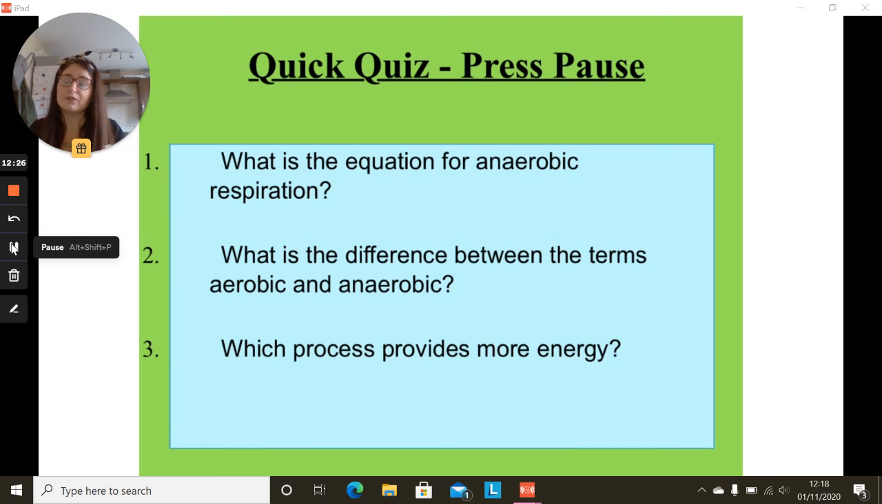There are 3 quick questions I want you to do. What is the equation for anaerobic respiration? What is the difference between the terms aerobic and anaerobic? And which process provides more energy? Then I will get back to you with the answers.